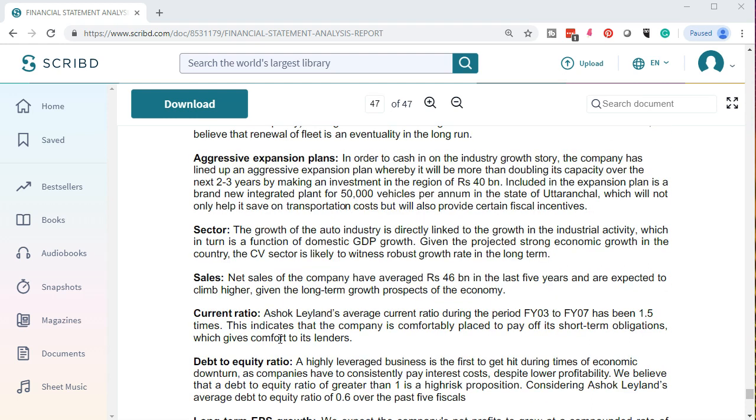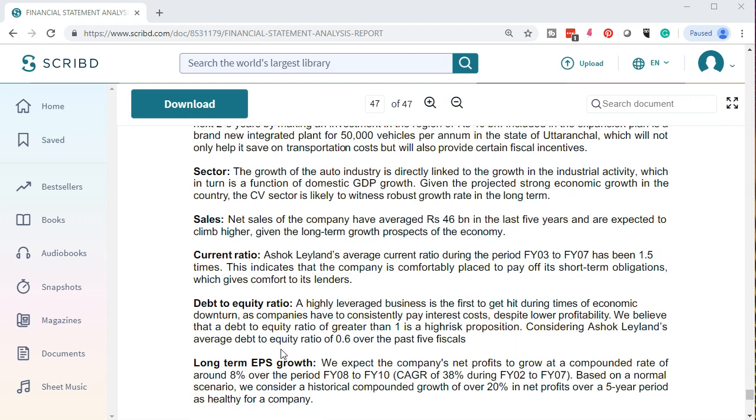Aggressive expansion plans. In order to cash in on the industry growth story, the company has lined up an aggressive expansion plan whereby it will be more than doubling its capacity over the next 2 to 3 years by making an investment in the region of Rs 440. Included in the expansion plan is a brand new integrated plant for 50,000 vehicles per annum in a state which will not only help to save transportation cost, but will also provide certain fiscal incentives.